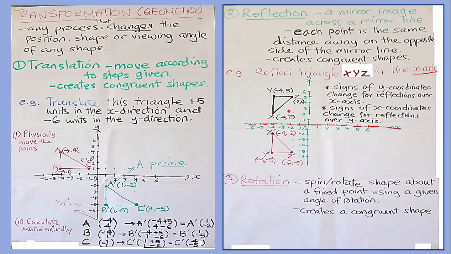Okay, let's check another point. Point Y on the object has the coordinates (-4, 5), and the image point Y prime is (-4, -5). If you look at it again, the pattern repeats. We have -4, the x coordinate, which remains the same. For the y coordinate, the number remains, but the sign changes.